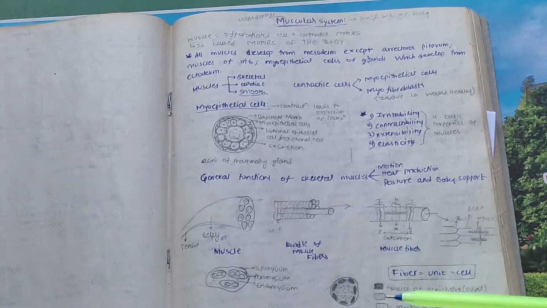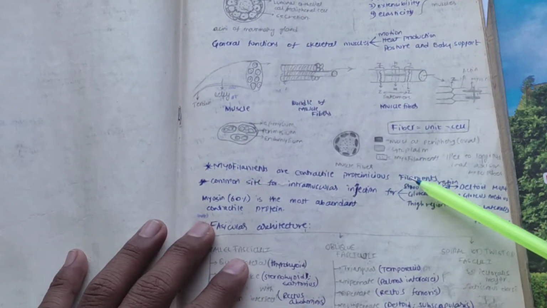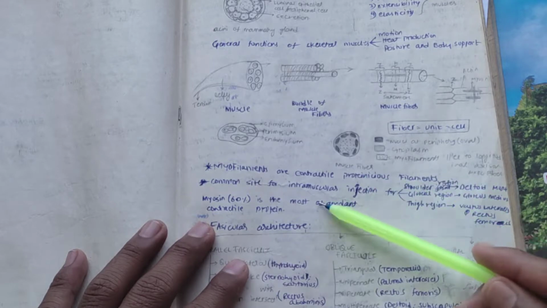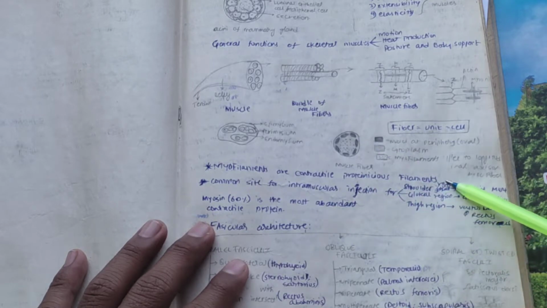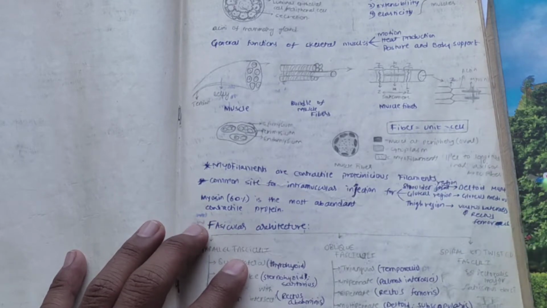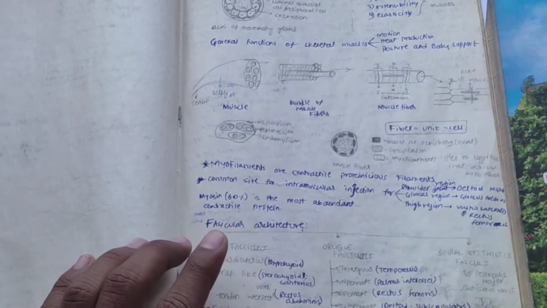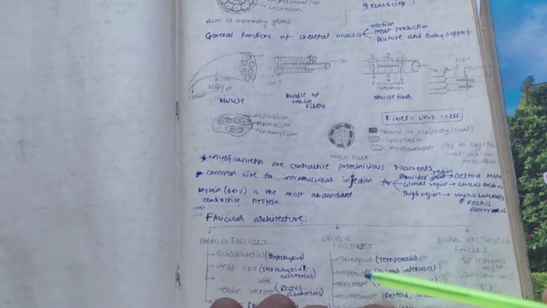Right. Now, myofilaments are contractile proteinaceous filaments. Common sites for intramuscular injection are: at the shoulder region, the deltoid muscle; at the gluteal region, the gluteus medius muscle; and at the thigh region, the vastus lateralis or rectus femoris muscle. Fascicular architecture, I will talk about in the next video.